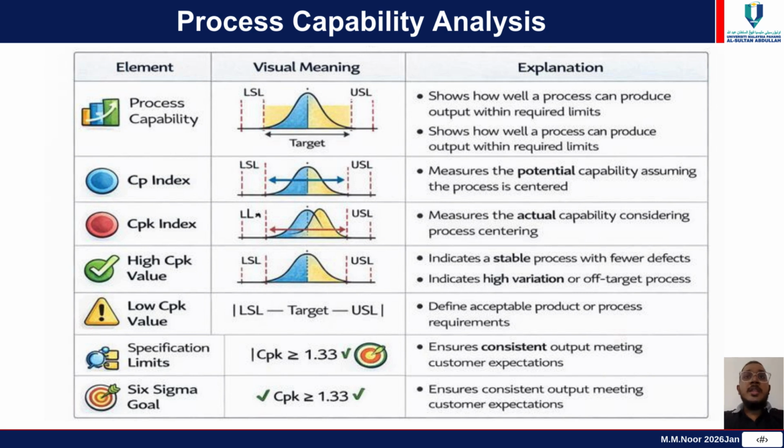Process capability analysis. Process capability analysis evaluates how well a process meets specification limits. Indices such as Cp and Cpk are used to assess process stability and centering. This helps determine whether a process is capable of meeting customers' requirements.